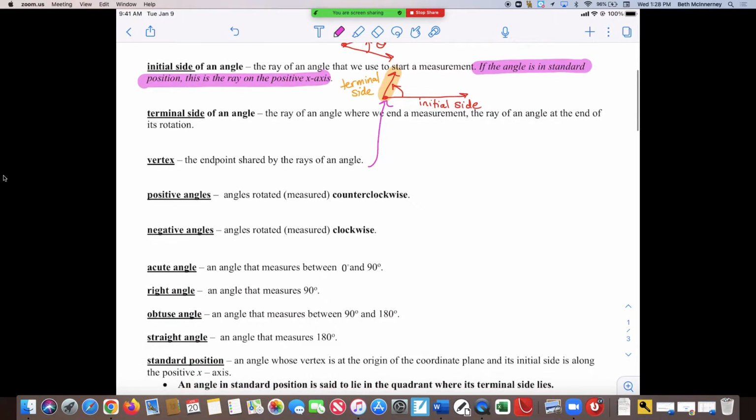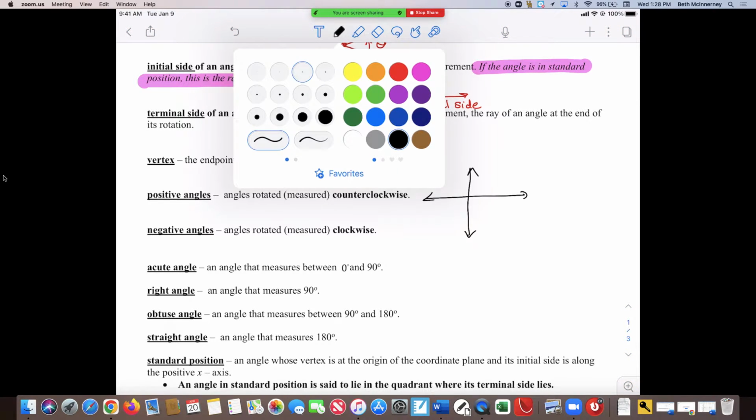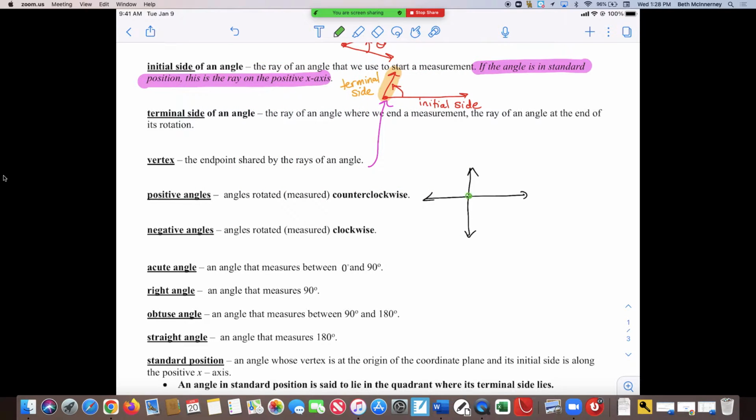Positive angles rotate counterclockwise. So let's draw a coordinate grid. So I have an initial side that is the positive x-axis. Positive angles rotate what we call counterclockwise. So I might say that's 120 degrees.